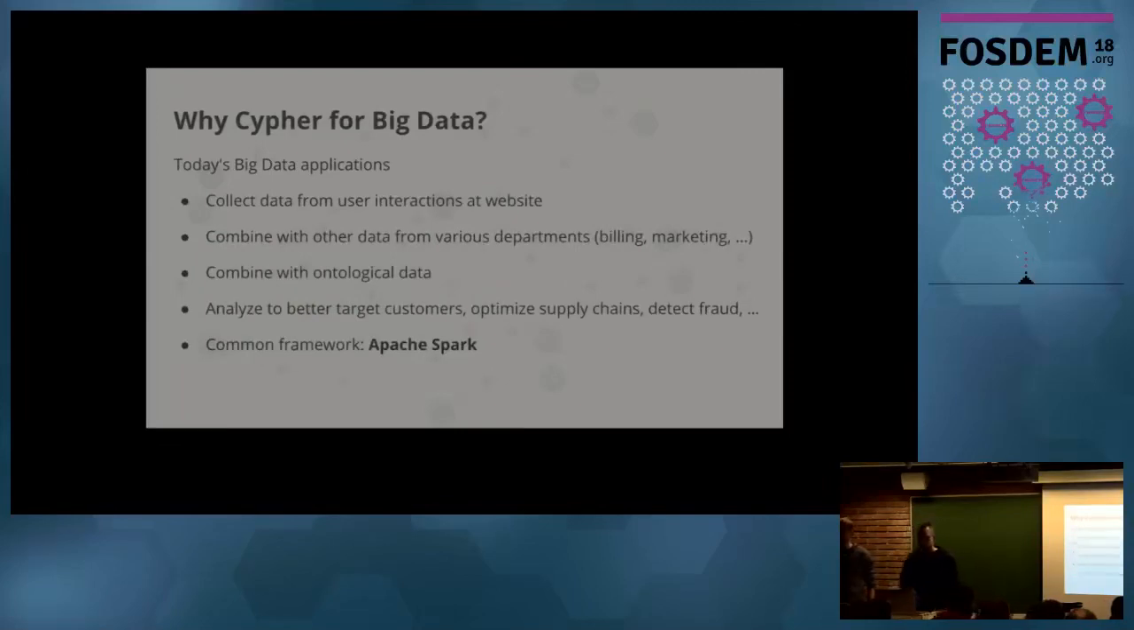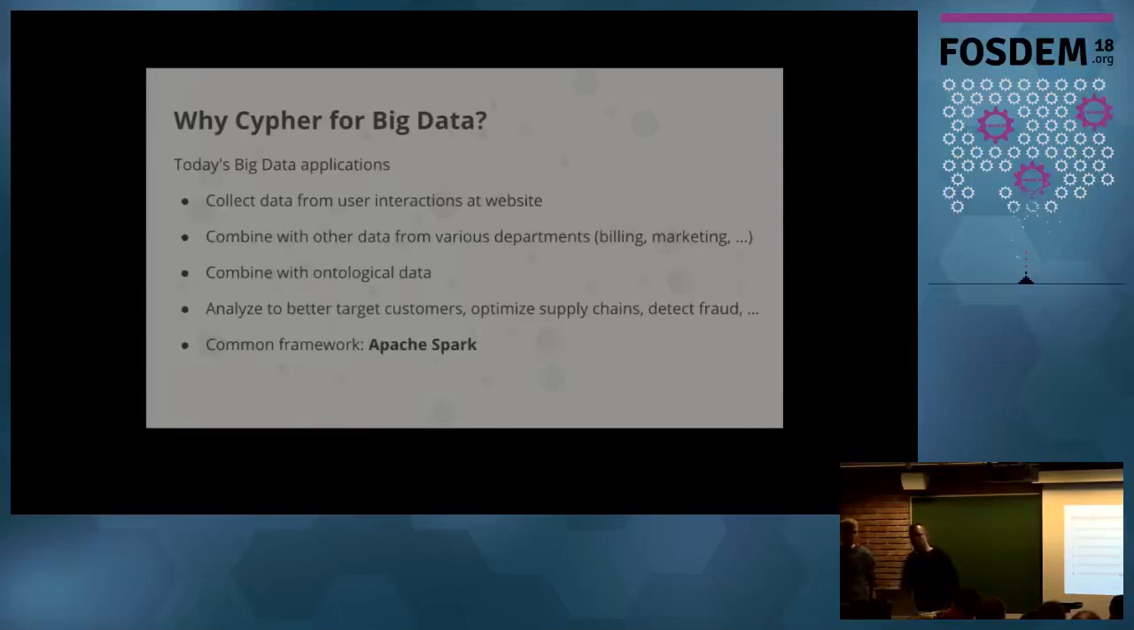The typical big data applications that we see collect data from user interactions at websites, or they use internal data from their companies and put it together to do some analytics, like billing, marketing, ERP system data, and so on. Or they combine it with external data, ontological data, for example. And of course, the goal is to improve customer targeting, supply chain optimization, fraud detection, and so on. So all the graph use cases, but at large scale.